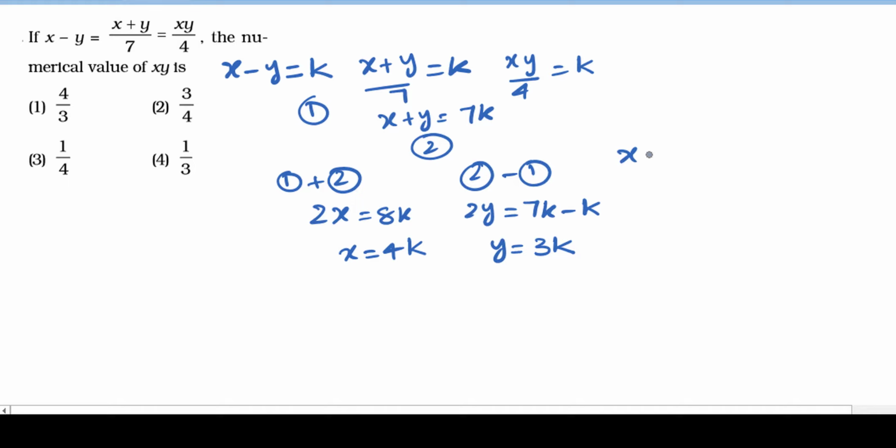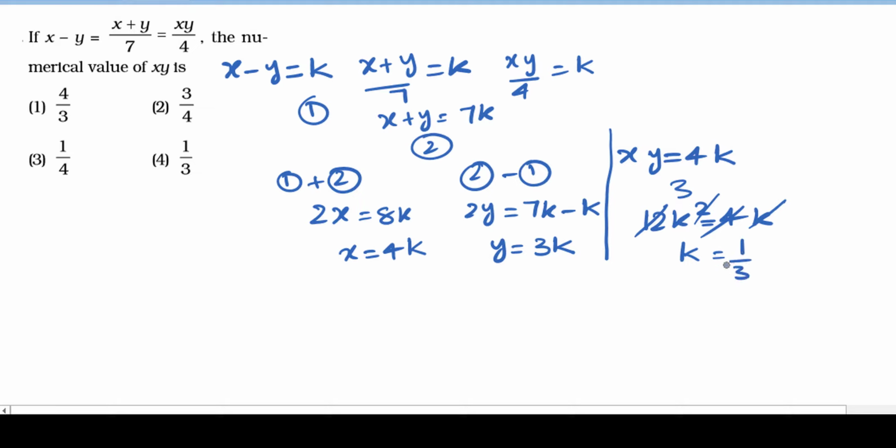Now they have given already xy by 4 as k. Now from here what do we get? If we substitute x value and y value in this expression, 4k into 3k, that is 12k square is equal to 4k, right? 4 3s are 12 and 1k gets cancelled and k becomes 1 by 3. We already assumed xy by 4 as k, right? This becomes 1 by 3. From here we get xy is equal to 4 by 3. This is the answer.